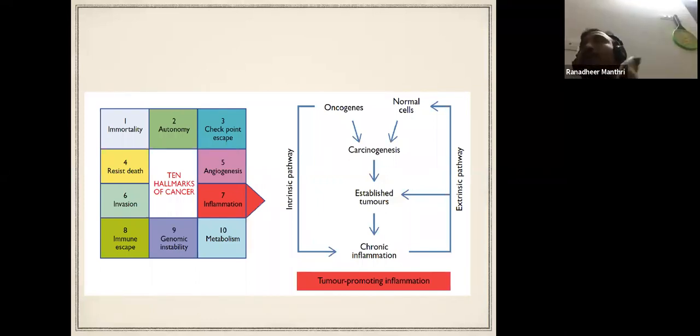Angiogenesis, we have spoken about bevacizumab and galacto-RGD. Inflammation, we have already spoken. Normal cells, the carcinogenesis, established tumors, chronic inflammation. And chronic inflammation also can lead normal cells to carcinogenesis. Spoke about metabolism, which is very important. Genomic instability, I talked about. Immune escape and invasion, I said about chemokinesis. Part 4. Next slide, please.